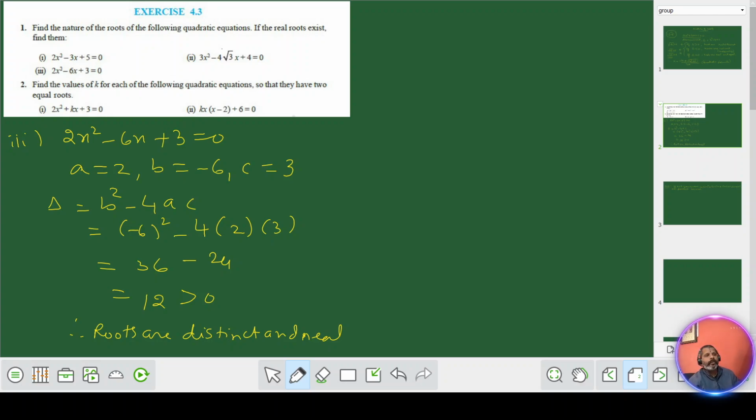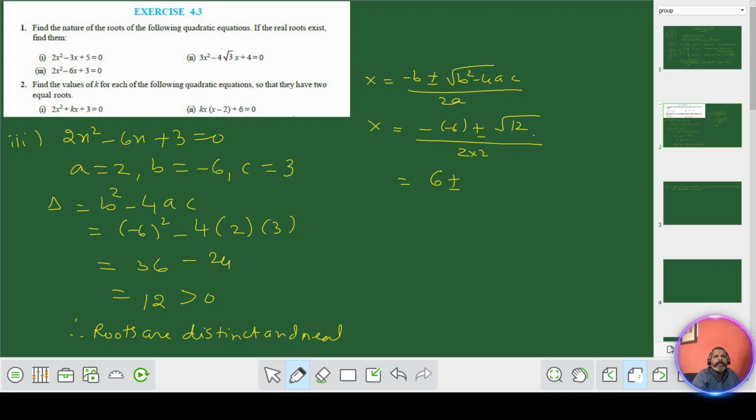So in this case, you have to find the roots. When it is greater than 0, you have to use the formula itself: x = (−b ± √(b² − 4ac)) / 2a. So x = (−(−6) ± √12) / (2 into a). We have already found b² − 4ac, so don't substitute again. Just write its value. 2 into a is 2, right?